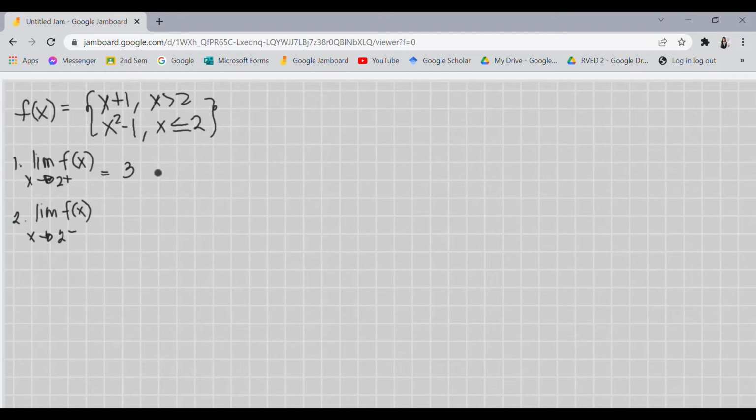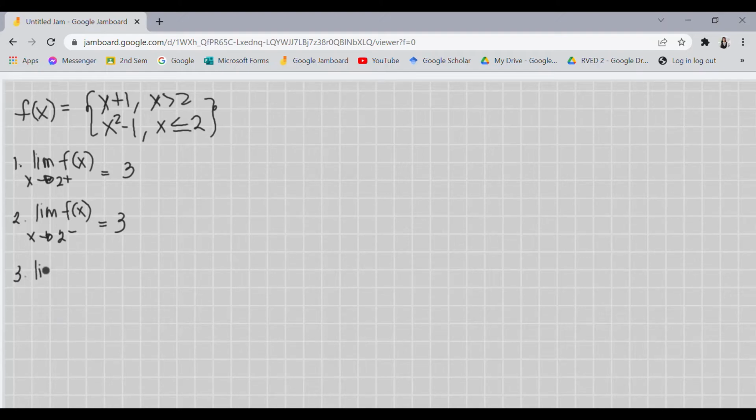So, if we use 1.9999, let me show here the solution. So, ito yung kukunin nating equation. You'll use 1.9999 as your value of x. 1.9999 squared is 3.996. And then subtract 1 from this 3.996. This will give you 2.996, which is also equal to 3. Okay? So therefore, for your left-hand limit, the answer is also 3 based on your solution. So the left-hand limit is 3.